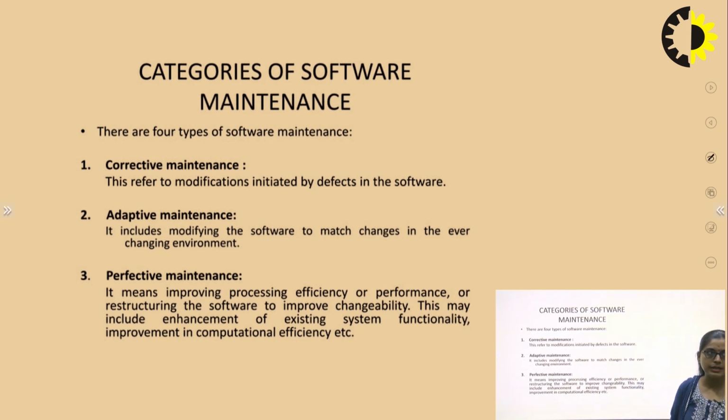Okay, so this is adaptive maintenance. Now perfective maintenance, obviously we are getting some software for the particular work, which means improving processing efficiency or performance, or restructuring of the software to improve the changeability.